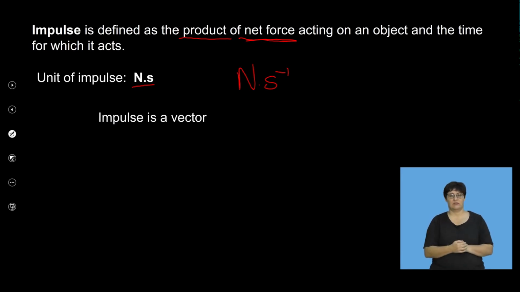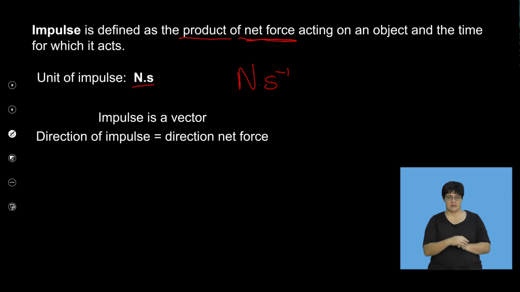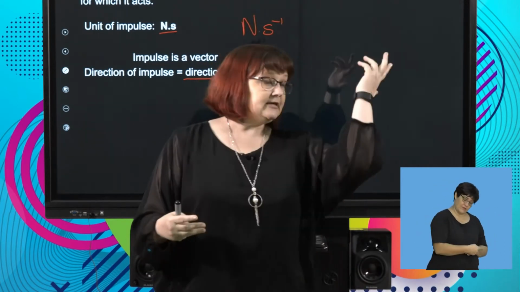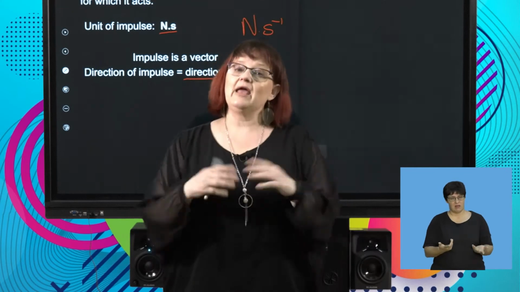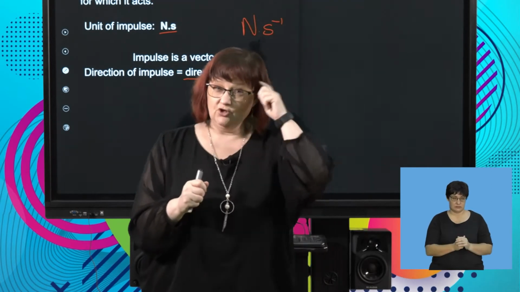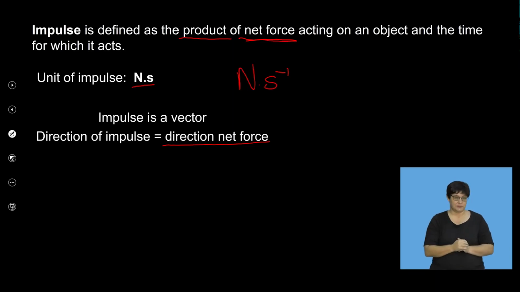Impulse is a vector, I've said that already. The direction of the impulse is the same as the direction of the net force. So if my net force is to the right, impulse is to the right. If my net force is east, then it's east. So we have to look at what direction the net force is acting. Now we're going to have to consider Newton's third law again. This is going to become important in this section, so you've got to keep it in the back of your mind.